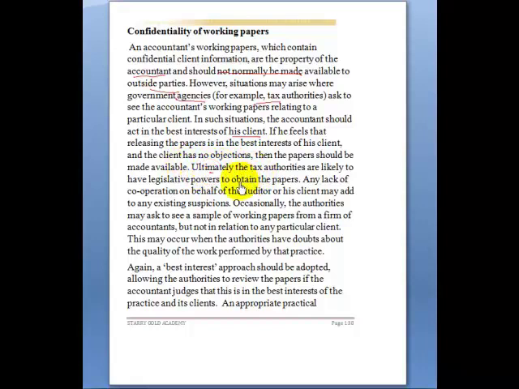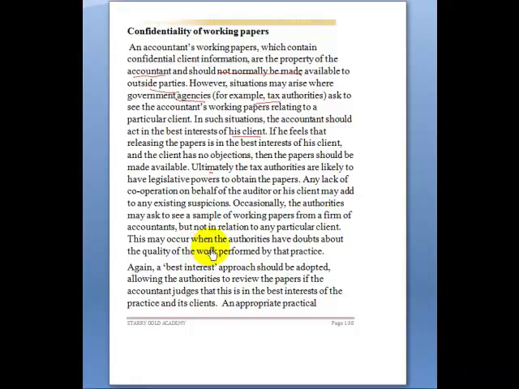Ultimately, tax authorities are likely to have legislative power to obtain the papers. Any lack of cooperation on behalf of the auditor or his client may add to any existing suspicions. Occasionally, the authorities may ask to see sample working papers from a firm of accountants, but not in relation to any particular client. Maybe they just want to know the quality control system in that auditing firm.